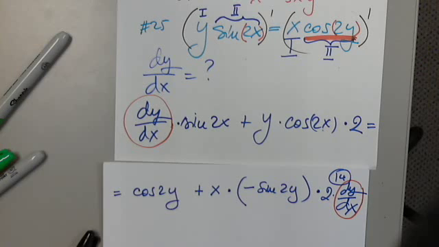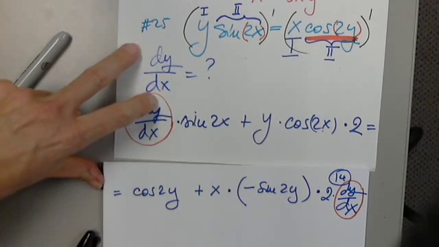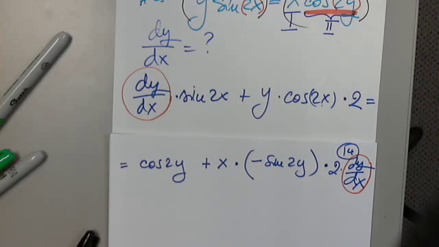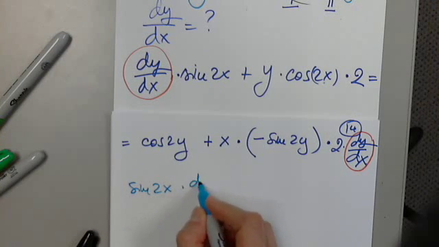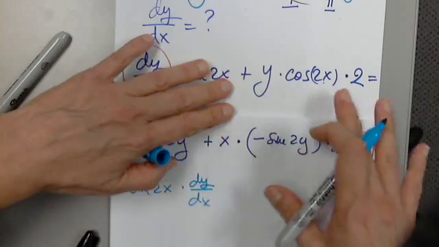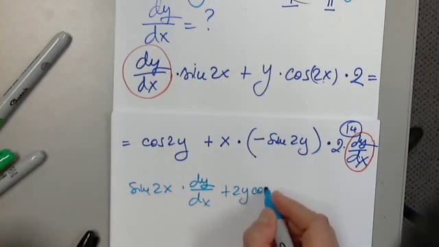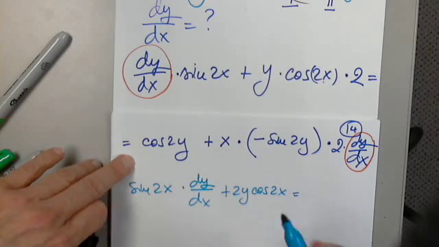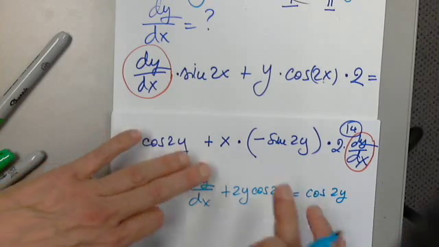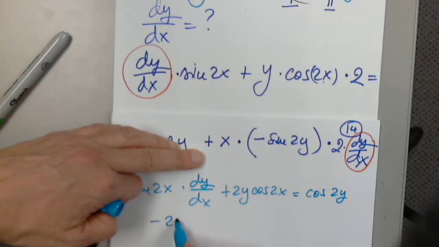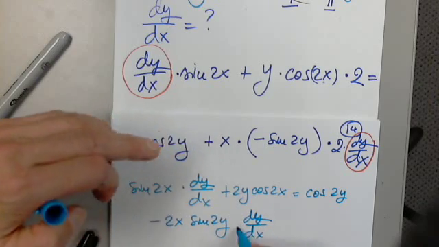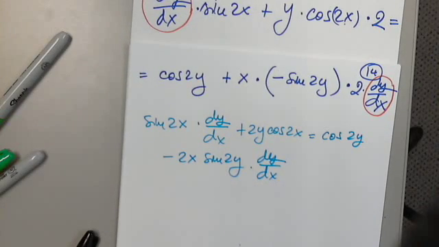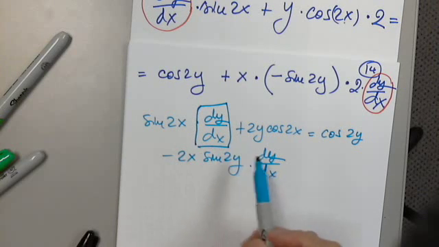What does that mean? Nick and Joey, please. What does that mean? I would rearrange it just a little bit. Sine twice x times dy over dx. Clean it up a little bit. Plus 2y cosine 2x equals cosine 2y. And this is minus 2x sine 2y dy over dx. Now this is completely cleaned up. The variable is here, and the variable is here.